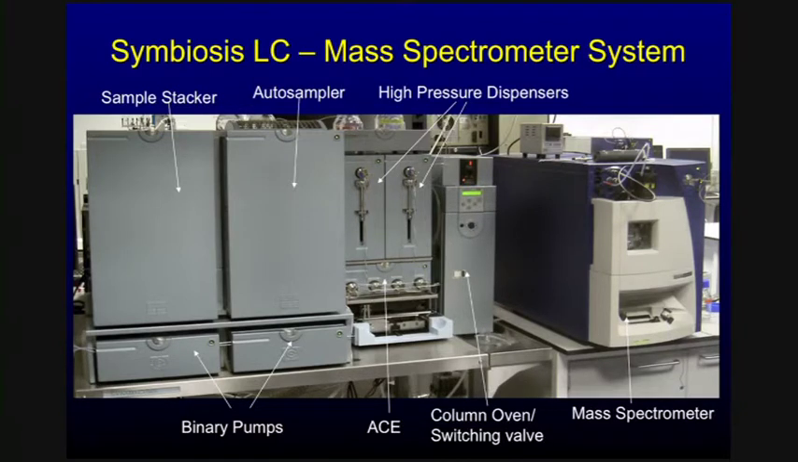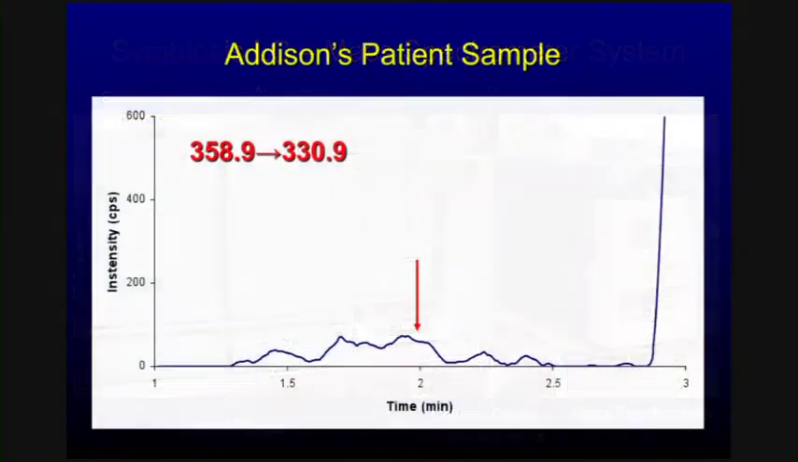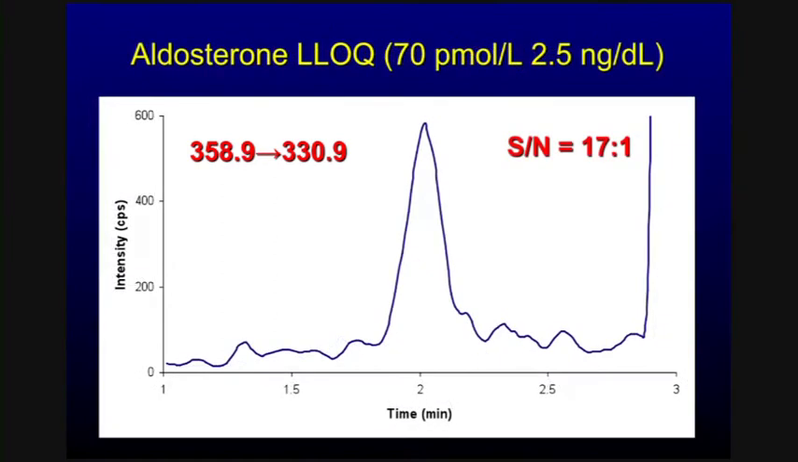As a result, we can get an aldosterone measurement within 8 minutes of entering the sample on the system. Here's a patient with Addison's disease. You would expect very low aldo levels here, and we don't see a signal at all. Here is the lower limit of detection, at 70 picomoles per litre or 2.5 nanograms per decilitre in a patient. And as you can see, there's a very low signal-to-noise ratio.